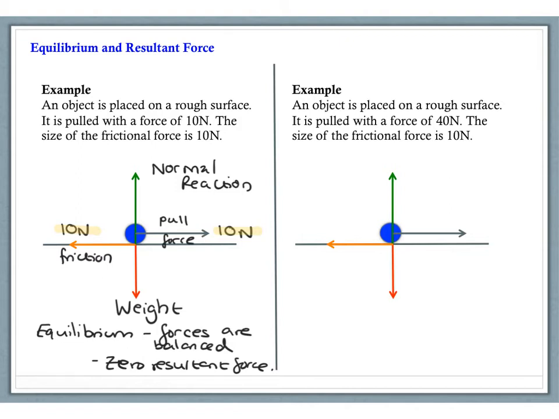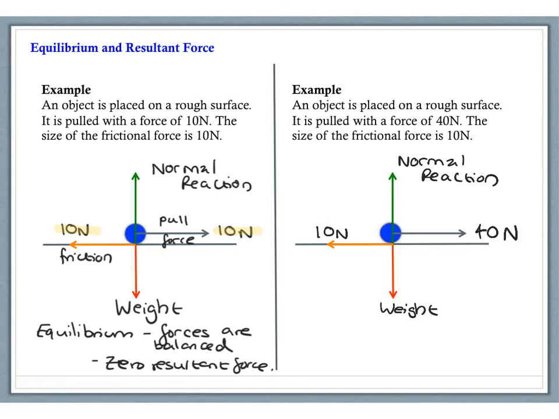This time an object is placed on a rough surface. It is pulled with a force of 40 newtons and the size of the frictional force is 10 newtons. Let's label the forces on the force diagram. Again, there's the weight of the particle. This is the normal reaction of the surface pushing up on the object. Our forwards pull force is 40 newtons and the size of the frictional force is 10 newtons.